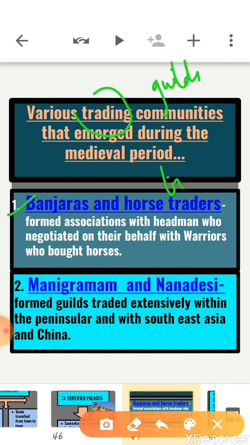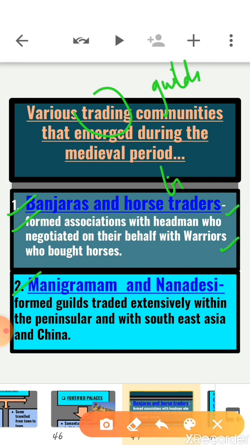For example, the first one is the Banjaras and horse traders. They formed their association with headmen who negotiated on their behalf with warriors who bought horses. So this was a trading community or association that traded in horses.